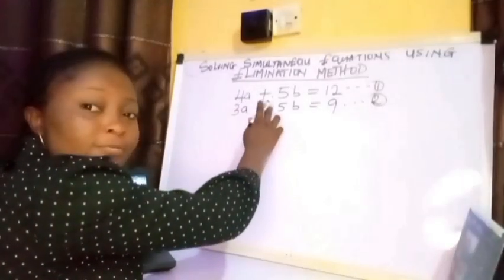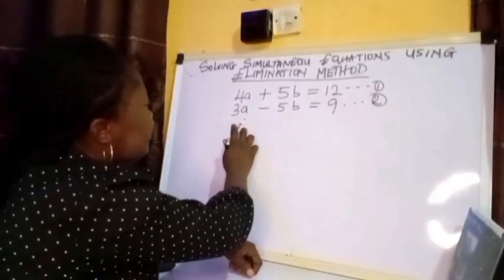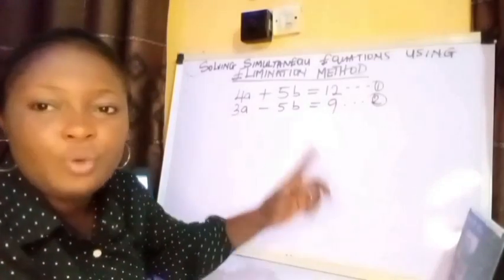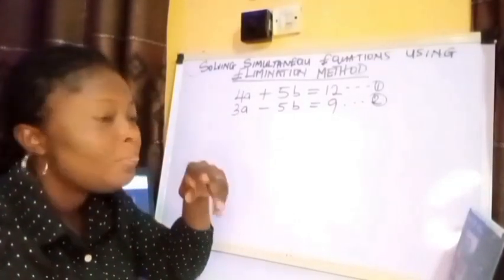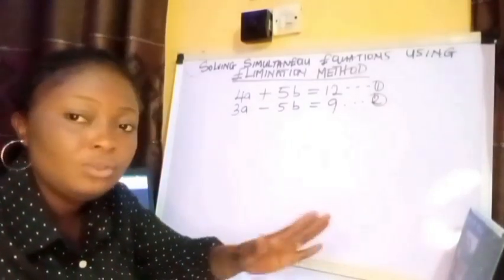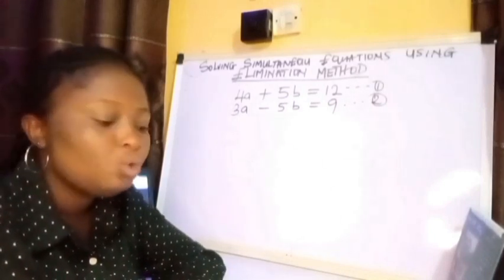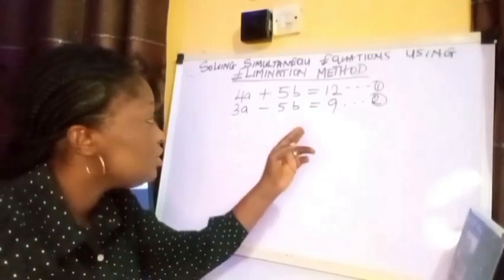4a plus 5b is equal to 12, equation 1. 3a minus 5b is equal to 9, equation 2. And you were asked to solve these simultaneous equations using the elimination method. Now, before I go straight to solving these equations, I want you to understand the important things to note while using the elimination method.